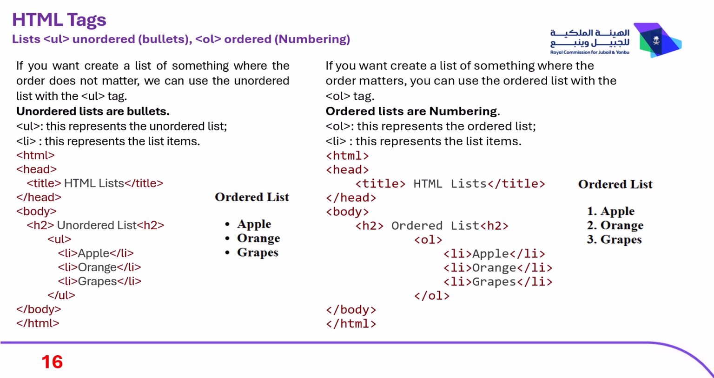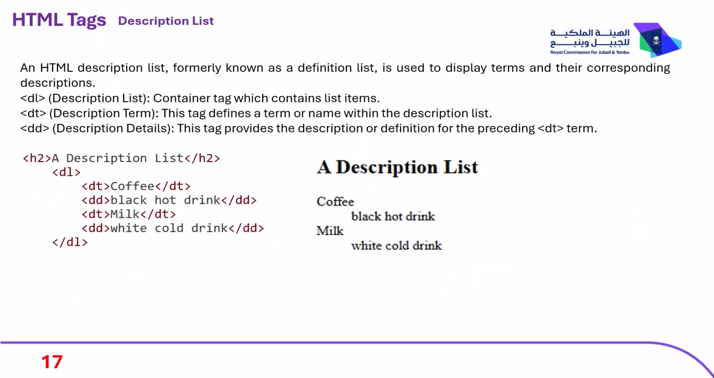Lists help organize information. Use UL for unordered bulleted lists and OL for ordered numbered lists, with each item wrapped in an LI tag. An HTML description list, formerly known as a definition list, is used to display terms and their corresponding descriptions.